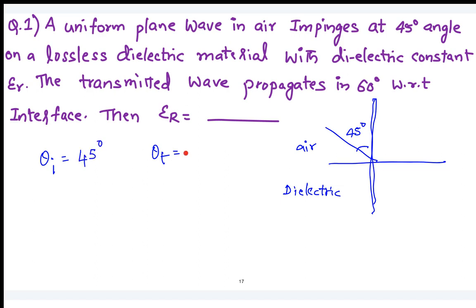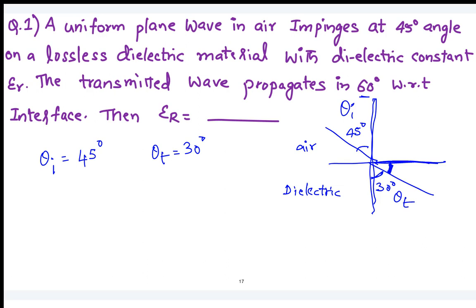Very good, correct. The angle is given as 60 degrees with respect to the interface. But remember, as per Snell's law, the angles of incidence, reflection and transmission should always be measured with respect to the normal. If it is 60 degrees with respect to the interface, it means 30 degrees with respect to the normal. So this is your theta I and this is your theta t. You have Snell's law, right? You can find it out.